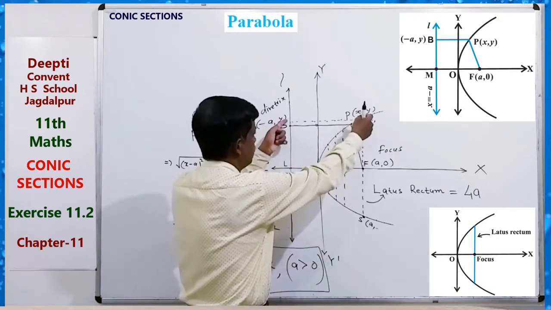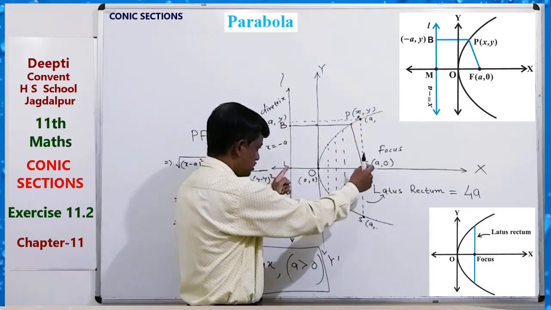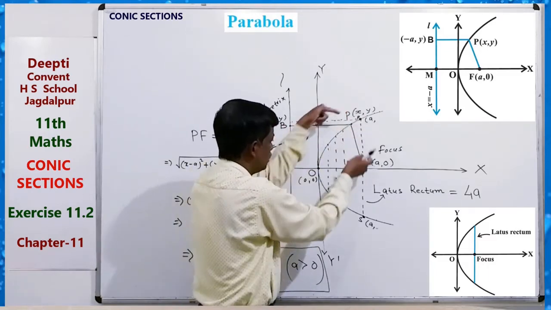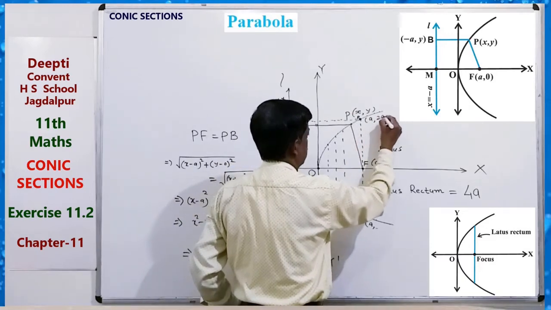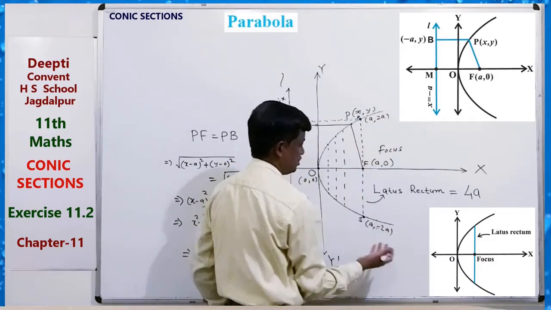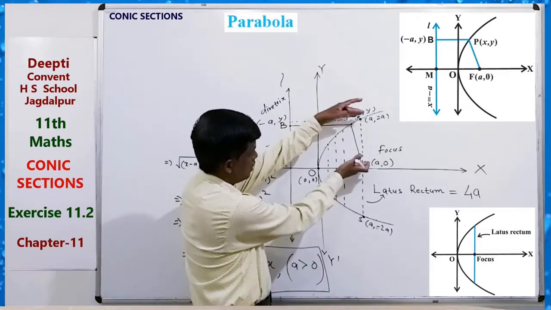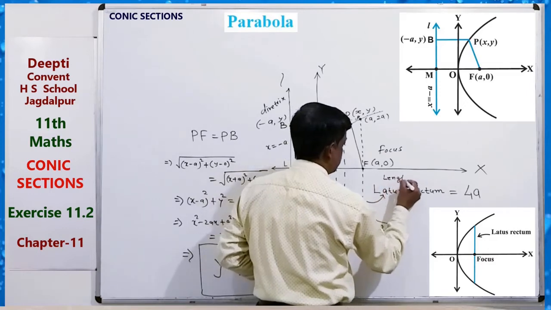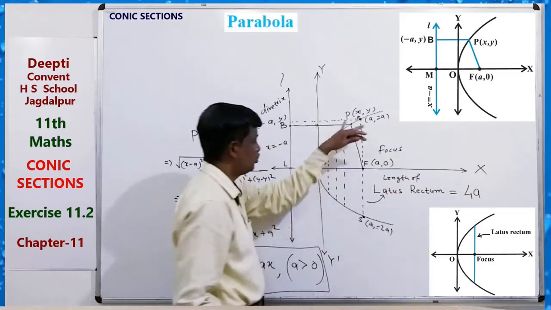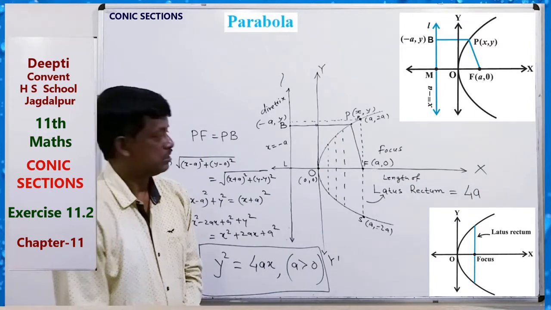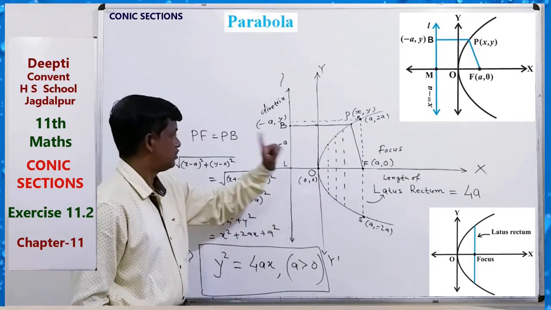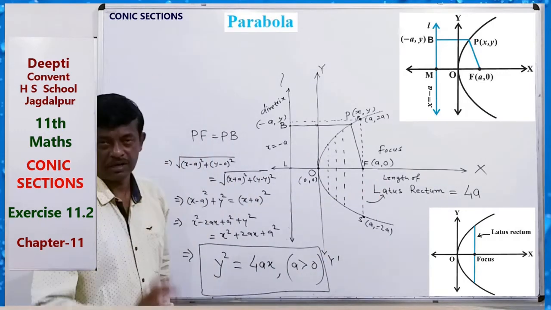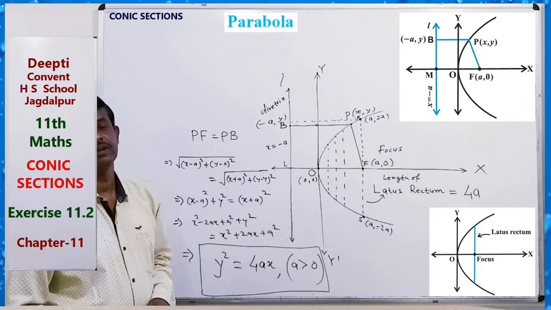So this will be what? 2a, because we supposed this is 2a, so this is also 2a. And here minus 2a, the same distance. So the length of the latus rectum means 2a plus 2a equals 4a. So focus, directrix, axis, vertex and latus rectum are the factors for finding a given parabola.